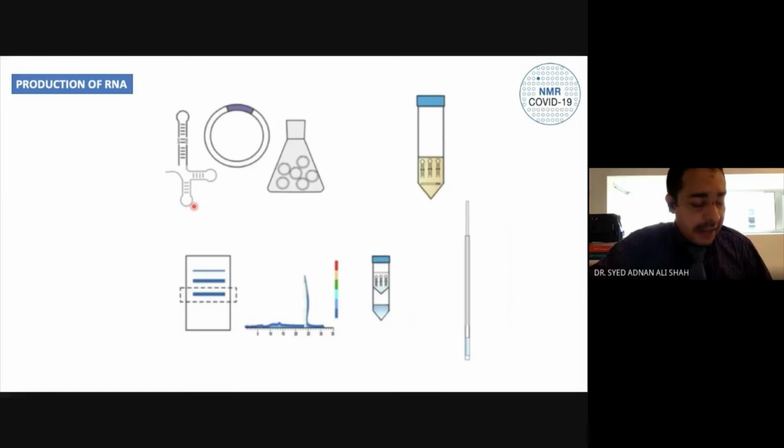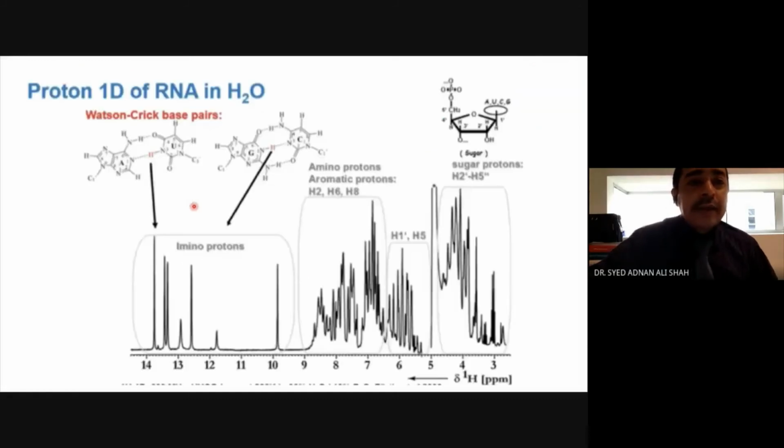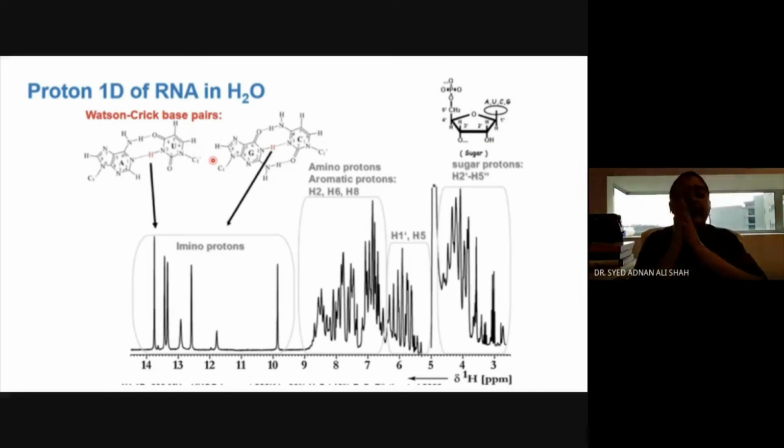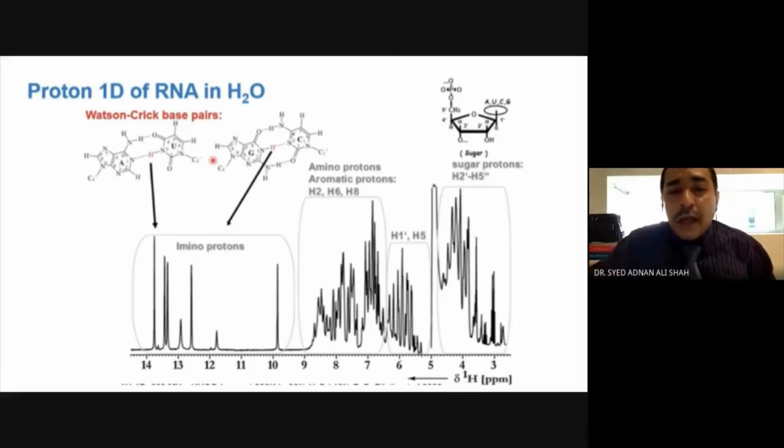So what information do they get from the NMR of the RNA isolated from the coronavirus? This is the proton NMR of the RNA. It is a very complex NMR spectrum, but it gave information about different amino protons, different imino protons, and different sugar moiety protons. So this one is the sugar resonances, this one is the amino proton resonances, and this one is the imino proton resonances. These imino proton resonances give a lot of information about the hydrogen bonding between the pyrimidines in the RNA. So they used this NMR information to elucidate the structure of the RNA.